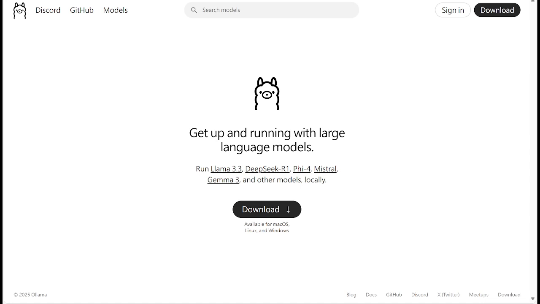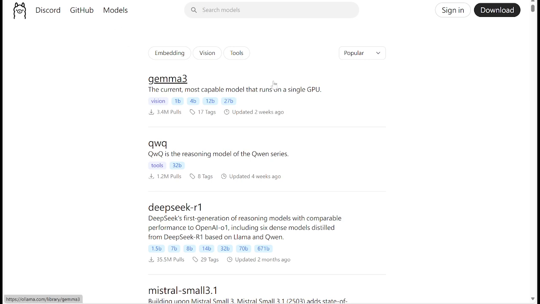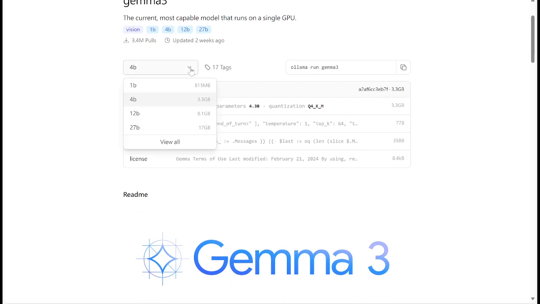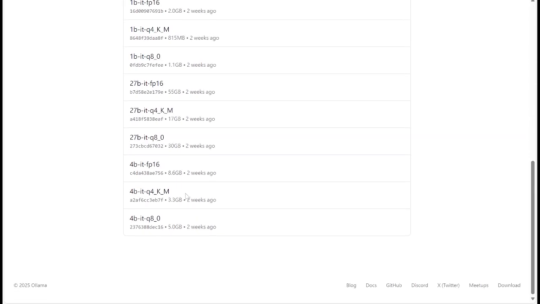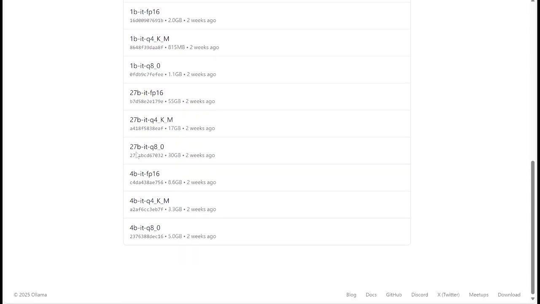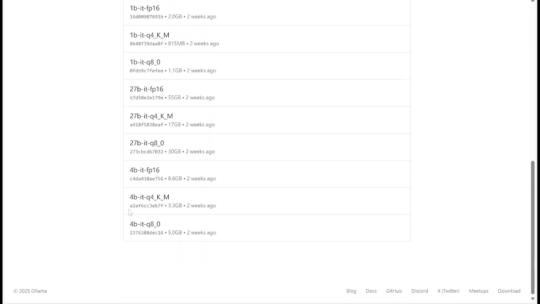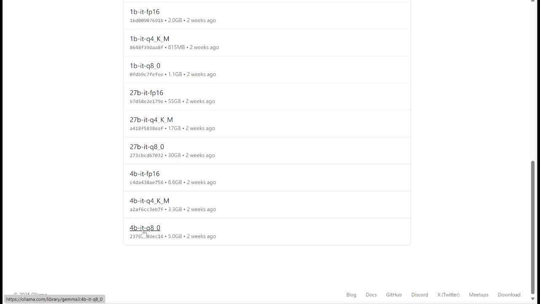So first, this is the website of Ollama, and you can find many different models that are available for Ollama. For example, this is GRPO, and from this list, you can click here, view all. You will see all the different versions, like 4 billion parameters, 27 billion parameters, 1 billion parameters. So all of them have different sizes. And the IT means they are instruction tuned.